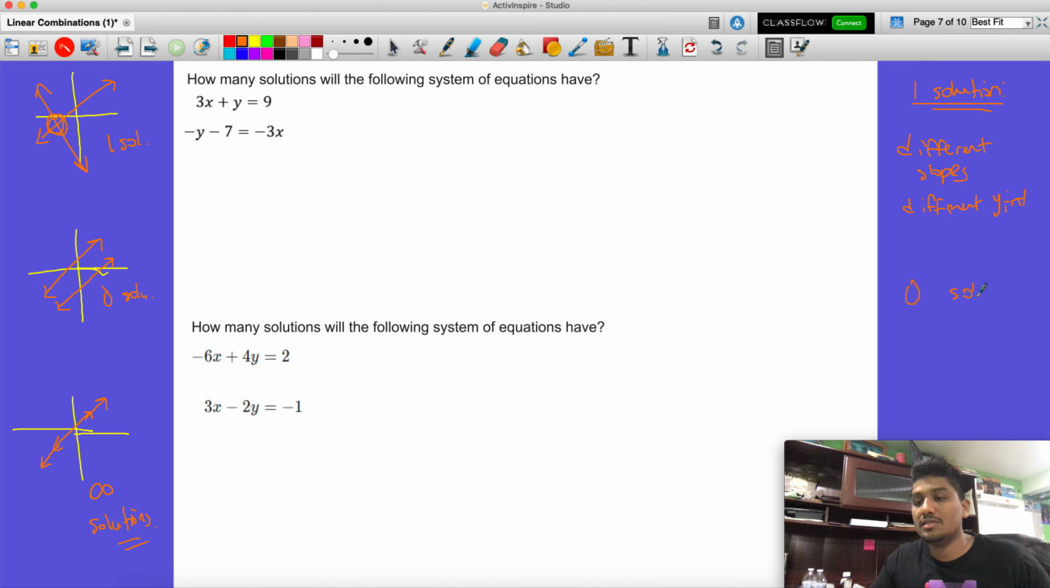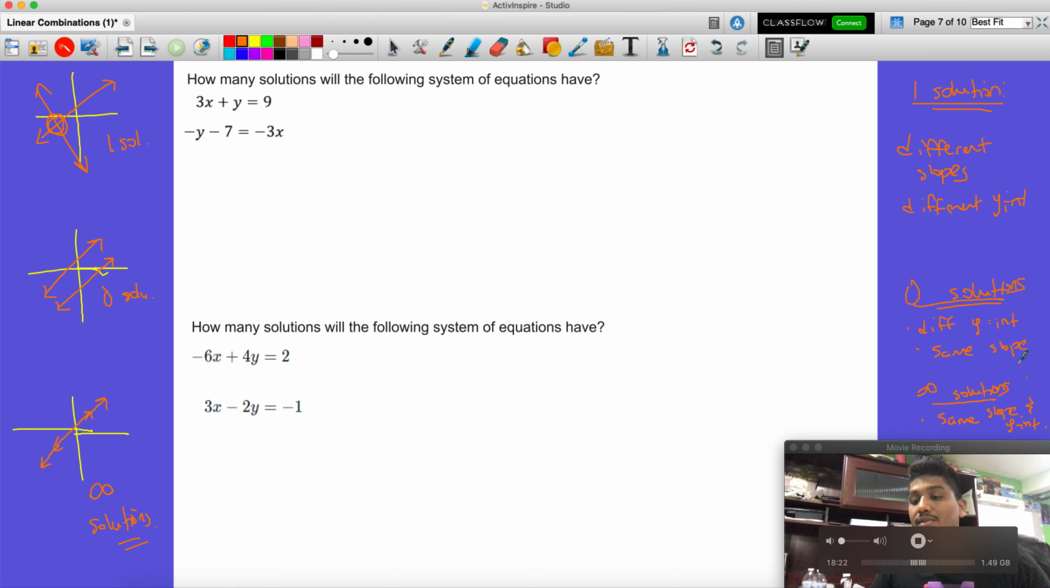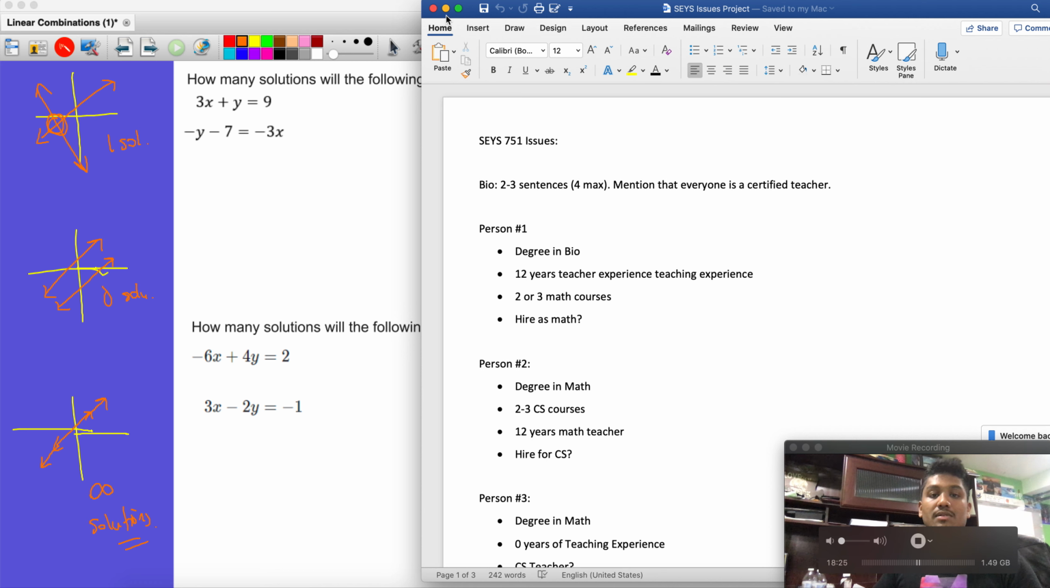If you have no solutions, that means that they don't intersect. We said that they have different y-intercepts, but they have the same slope. That must occur. And to have infinite solutions, we need to have the same line, so the same slope and y-intercept. Okay, perfect.